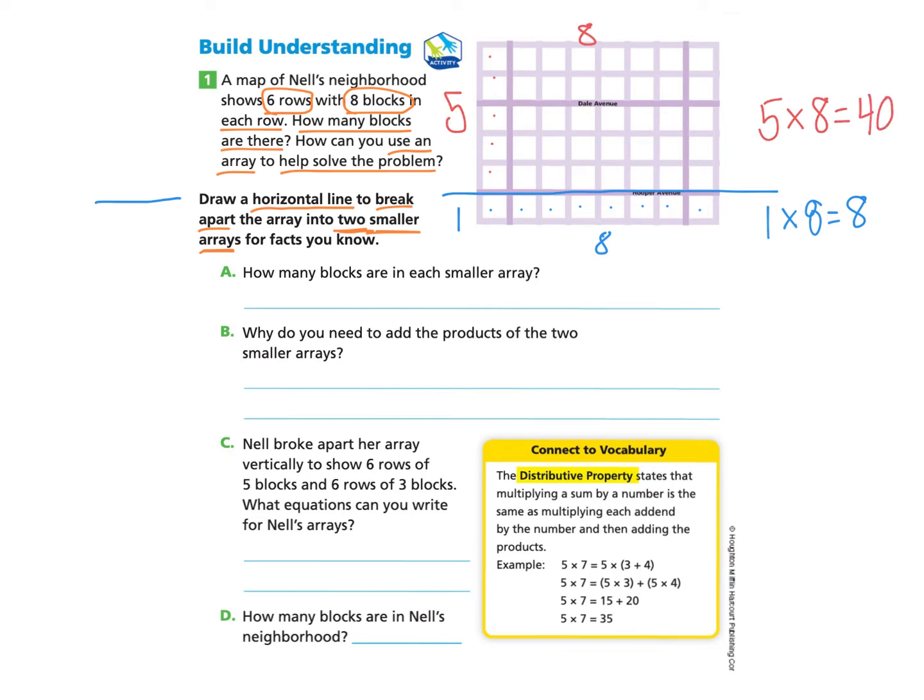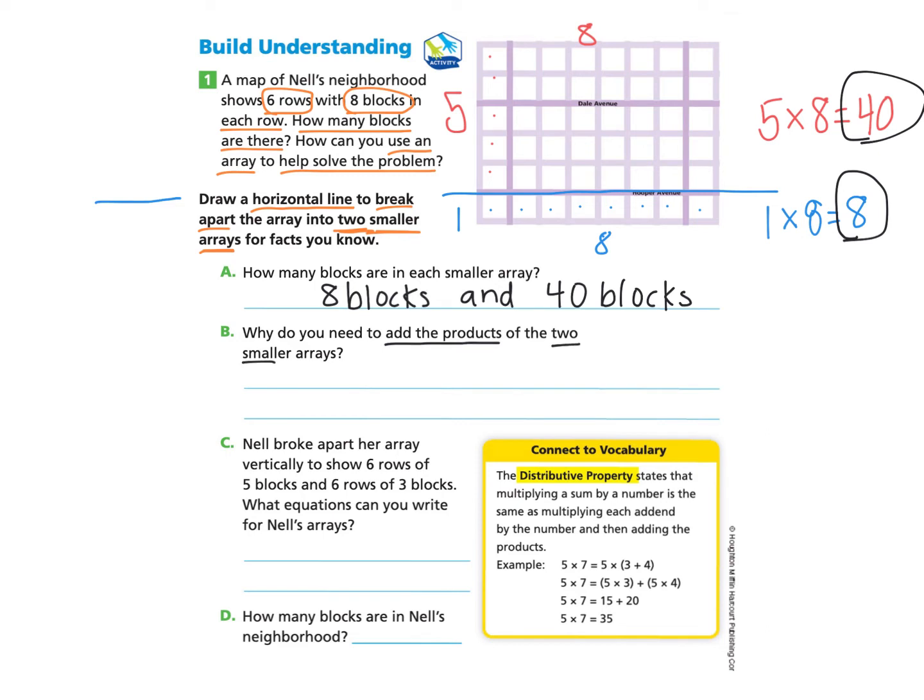Now let's look at part A. How many blocks are in each smaller array? Well, I have 8 blocks in the first array and 40 blocks in the second array. So I can write that in: 8 blocks and 40 blocks. Now let's look at part B. Why do you need to add the products of the 2 smaller arrays?